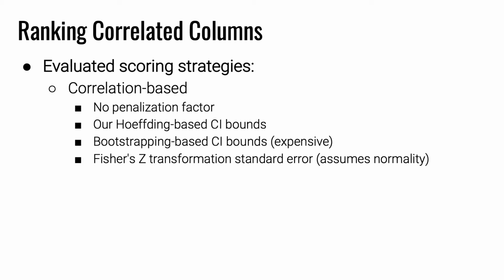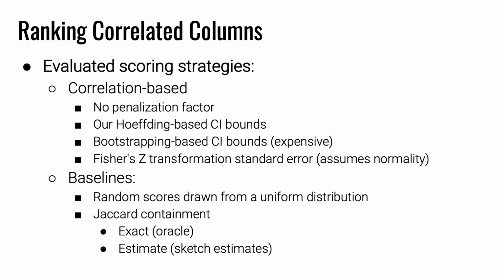In our experiments, we evaluated 4 different scoring functions based on correlation sketch estimates. The first one uses only the raw correlation sketch estimate with no penalization factor. The other three functions compute penalization factors based on our Hoeffding bounds, on the bootstrapping-based confidence intervals, and based on the Fisher-Z transformation standard error. In addition, we consider three baselines.